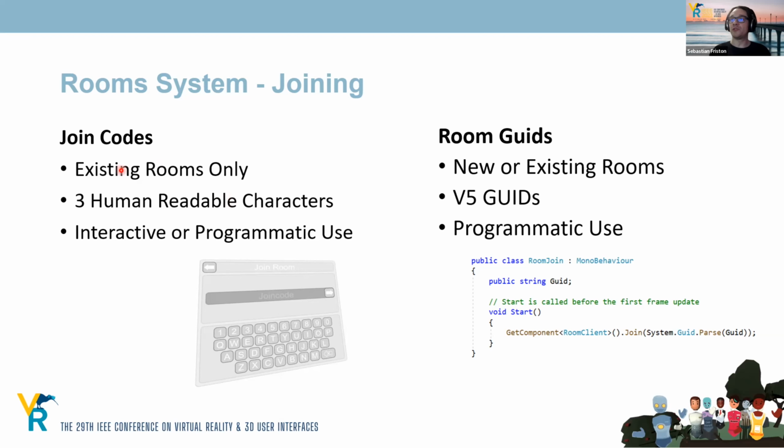They can use join codes, which are short 3-character user-friendly codes generated by the server. And these are intended to be used interactively. So users would share these, say student groups would share these join codes, and they are used to join an existing room. Alternatively, clients can create or join rooms by GUID directly. And this latter option allows us to do some interesting things.